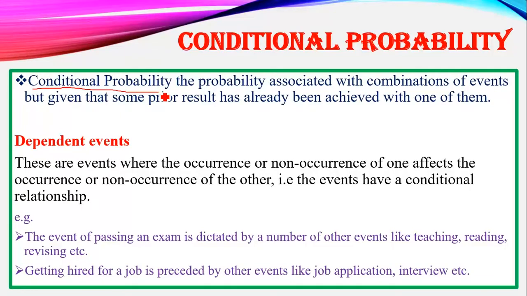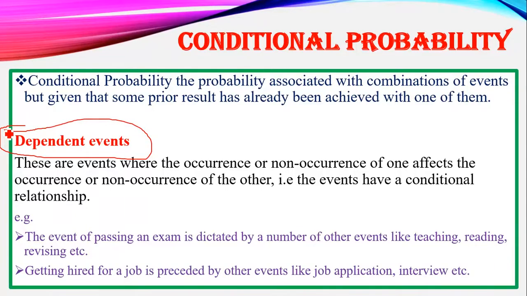So conditional probability is the probability that is associated with combinations of events, but given that some prior result has already been achieved with one of them. So as you can see from this statement here, there is an already achieved event before the occurrence of the next. So most of the time, conditional probability is applicable in scenarios where the events are dependent.